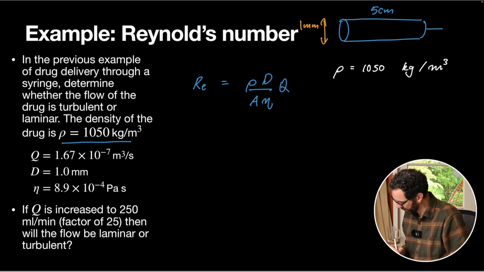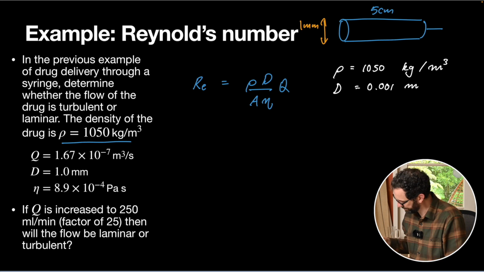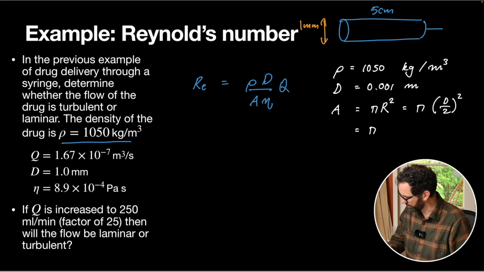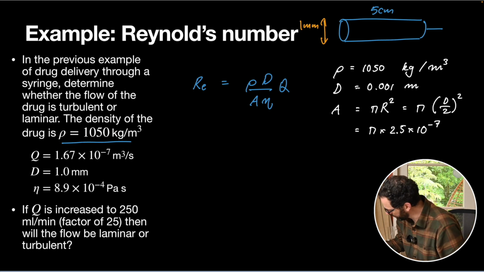We're going to need the diameter, and it needs to be in meters, so it's 0.001 meters, or 10 to the negative 3 if you prefer. The area is the area of a circle, so it's pi times the radius squared, which is pi times half the diameter squared. I'll just leave the pi alone because I know my radius squared is relatively nice: 0.5 times 10 to the negative 3, squared, which is 2.5 times 10 to the negative 7 square meters.